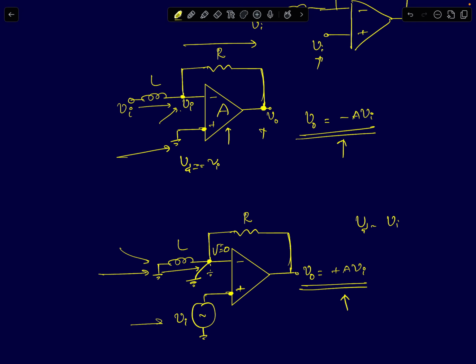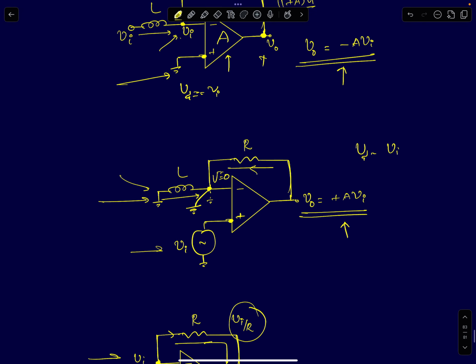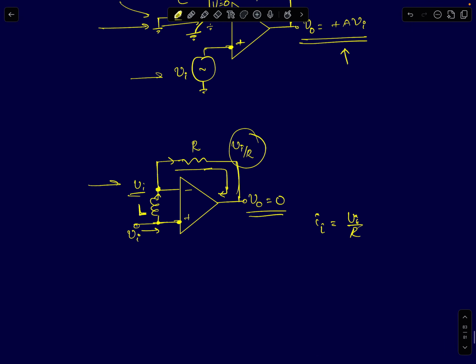You can calculate that current. It will be (1 plus A) times Vi by R. That's the current that flows through the resistor. In the second case, the current flowing through the resistor will be in the opposite direction. The magnitude of the current will be A times Vi by R. So you add the two currents. The current polarities are different, so you will end up getting Vi by R flowing in this direction. That's it. So that's what's happening here.